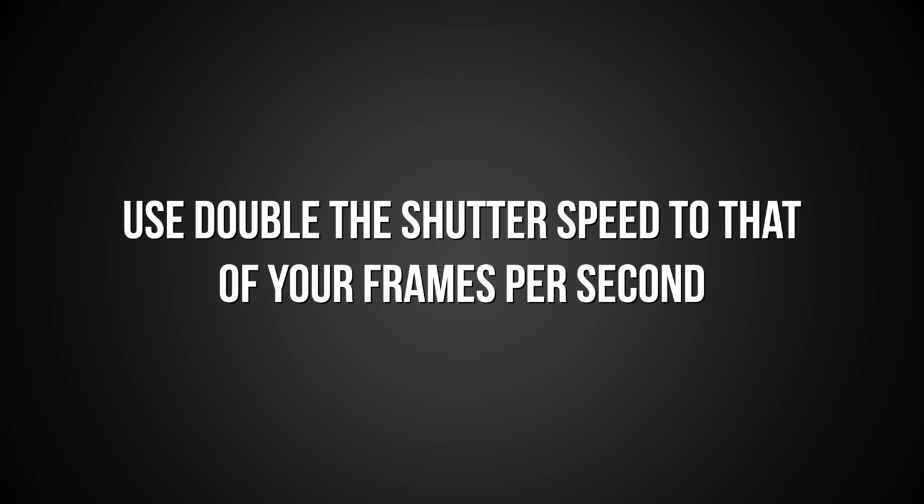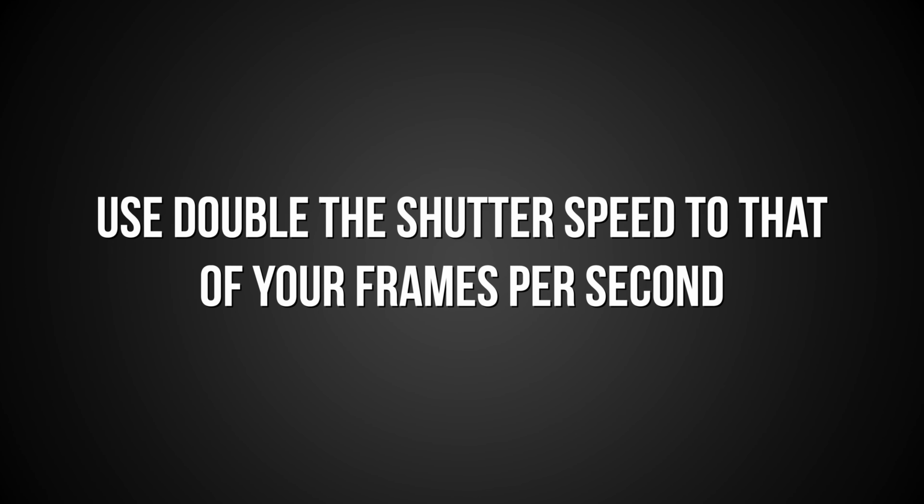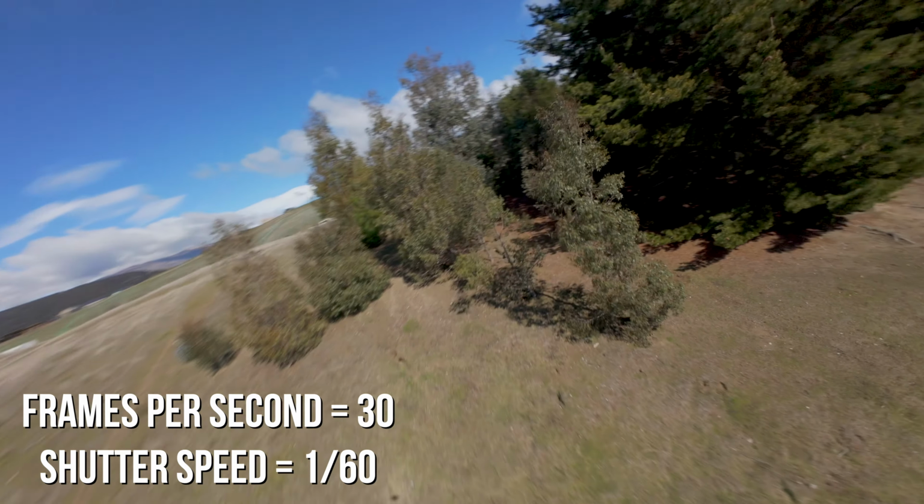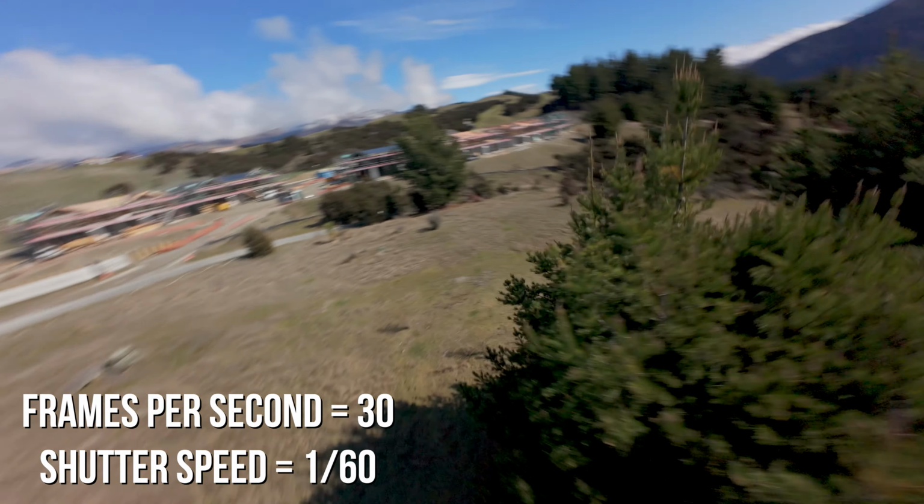Good news here is that there's actually already a rule in the photography world that targets exactly this. Use double the shutter speed to that of your frames per second. A good example here with an FPV is if you're shooting in 30 frames per second, and you probably are, you want your shutter to be at 1/60th.